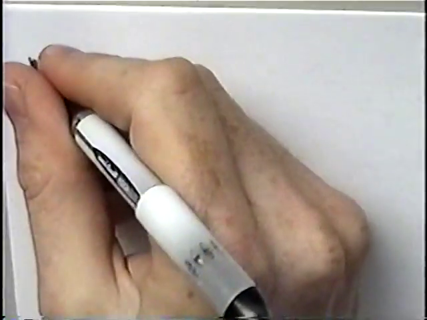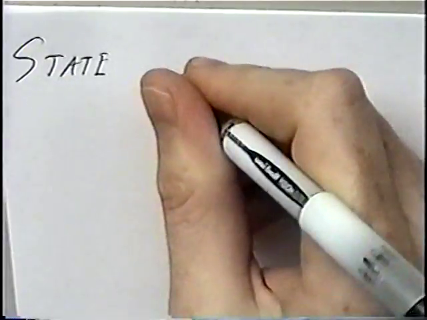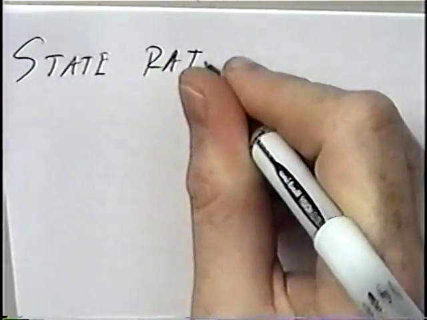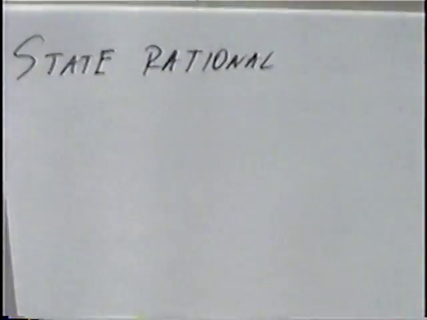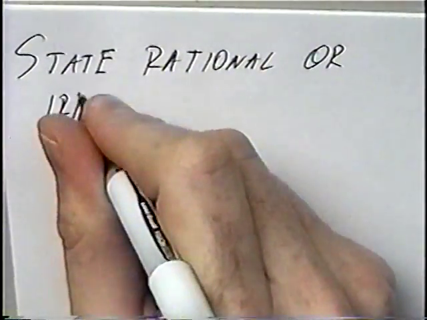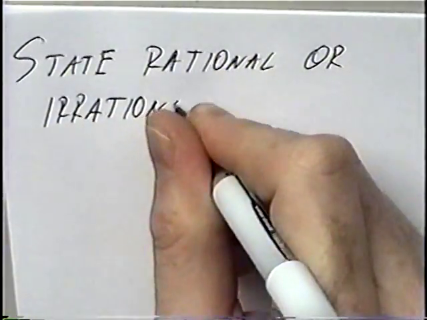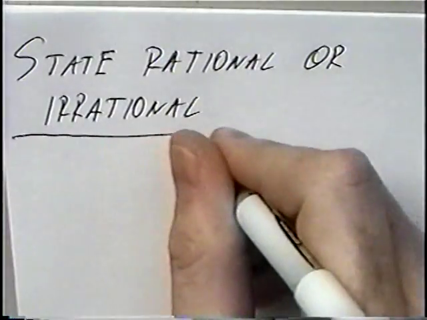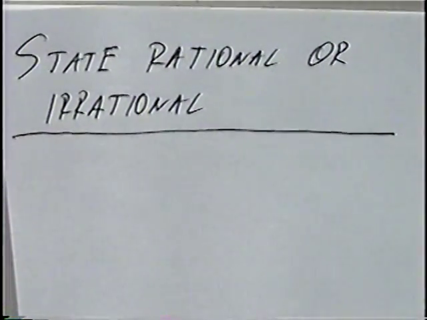Title of the next section is State Rational or Irrational. In this section, we'll look at square roots and determine if they're rational or irrational square roots.